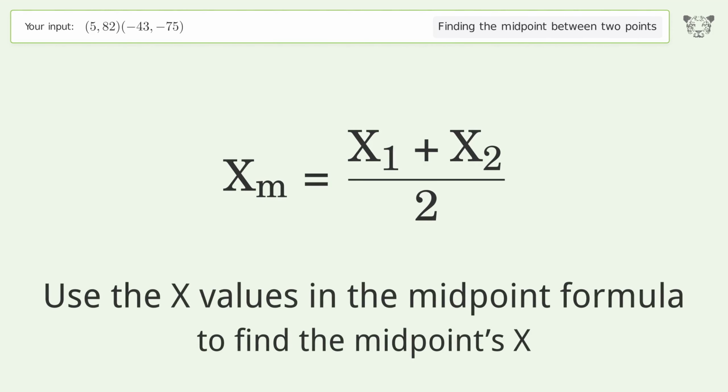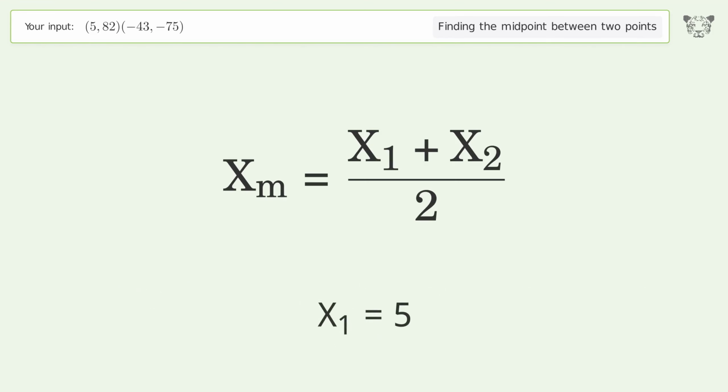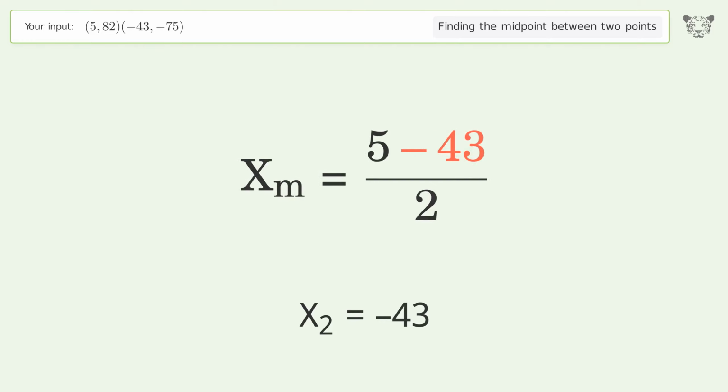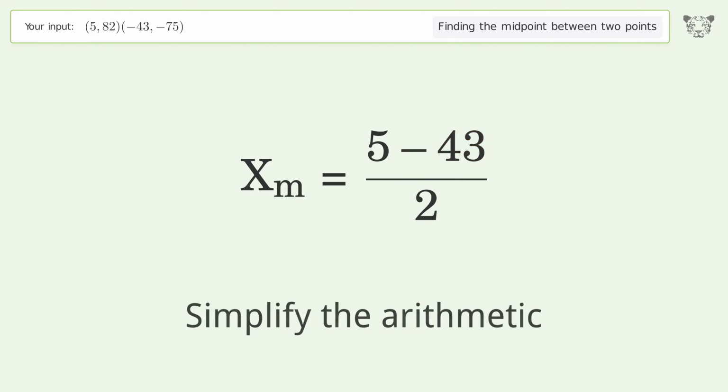Use the x values in the midpoint formula to find the midpoint's x. x1 equals 5. x2 equals negative 43. Simplify the arithmetic.